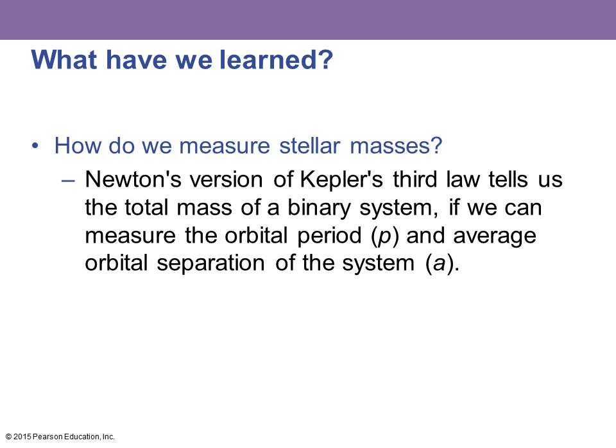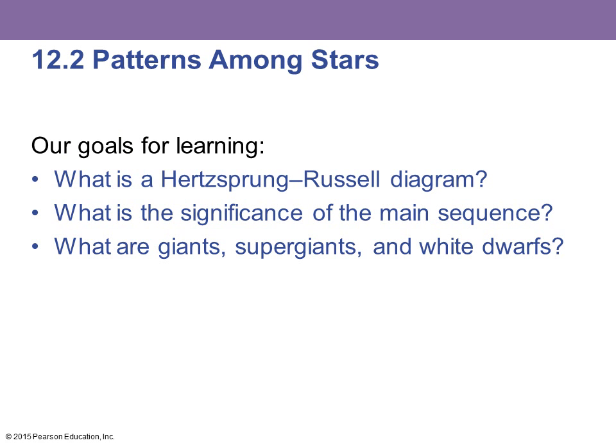How do we measure stellar masses? Well, Newton's version of Kepler's third law tells us the total mass of a binary system. We can measure the orbital period, the orbital separation. We can eventually calculate the mass of a star. In this section, we're going to look at something called the Hertzsprung-Russell diagram, or HR diagram. What's the significance of the main sequence, and what are giants, supergiants, and white dwarfs?